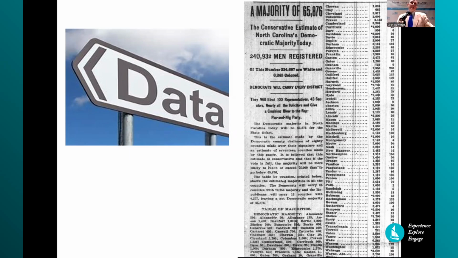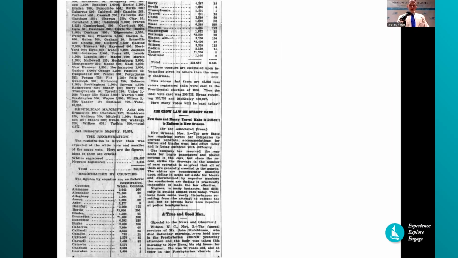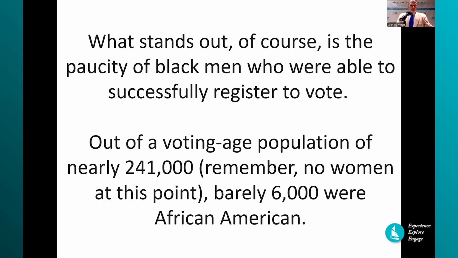I'm not going to go through it county by county. My goodness, this is lunchtime. But this was evident, and I want to show you a few highlights, so you don't have to read this with your glasses. Out of a voting age population of nearly 241,000, in other words, 241,000 registered voters in 1902, only 6,000 of them were African American. That meant in Pasquotank County, there were 105 Black voters out of over 1,000. The population at the time was not that way at all.